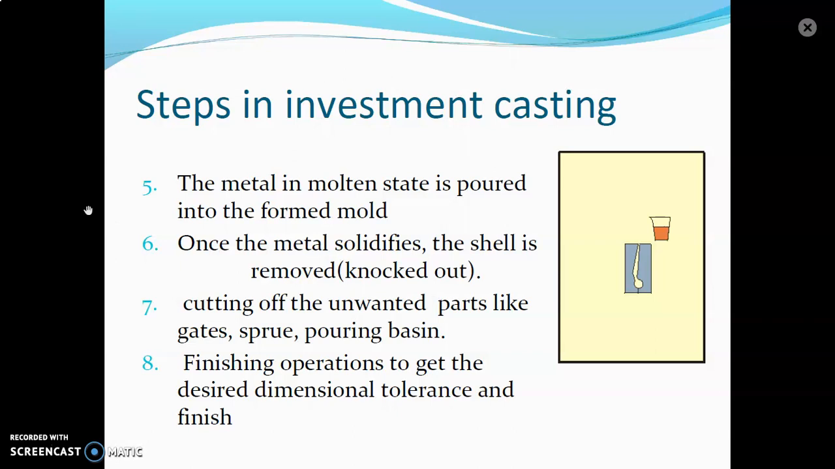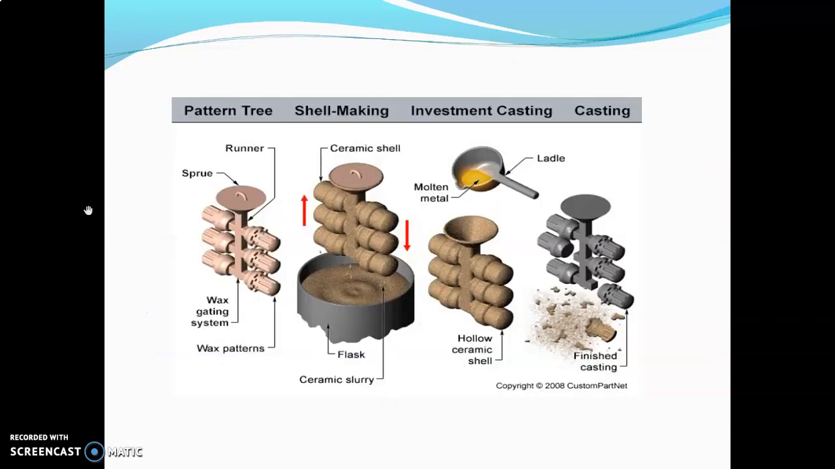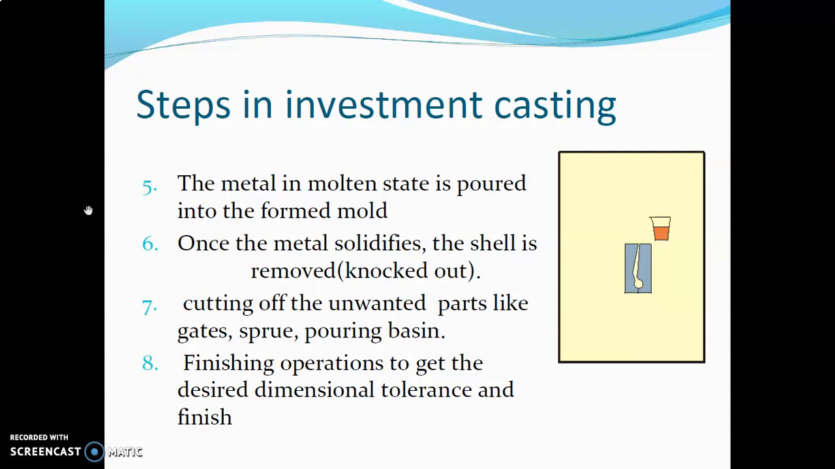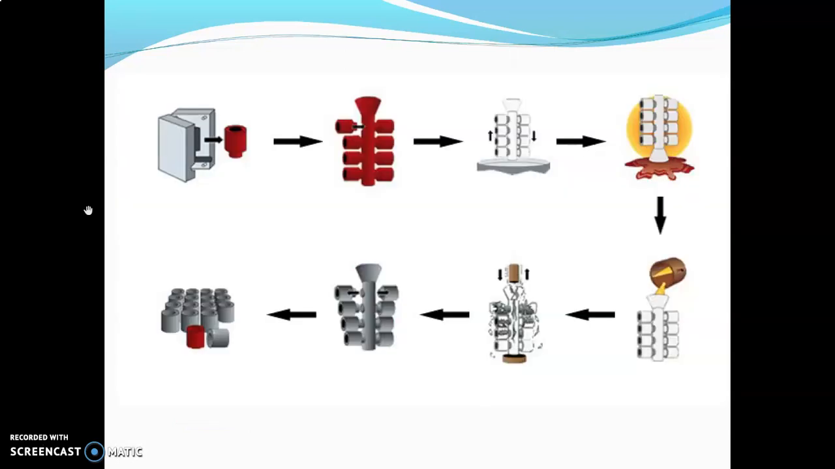Now the fifth step: the metal in molten state is poured into the shaped mold, as we have discussed. When the metal solidifies, the shell is removed, cutting off the unwanted parts like gate, spur, pouring basin, and finally you will get the finished product as you can see in the last figure. So these are some steps that have to be followed in investment casting.